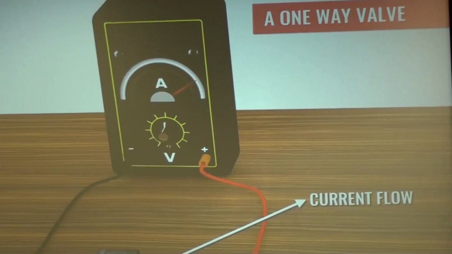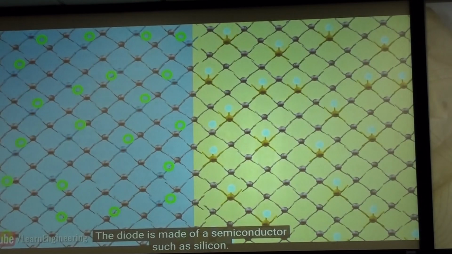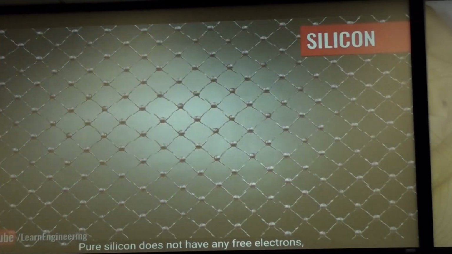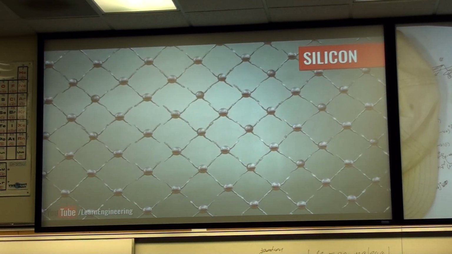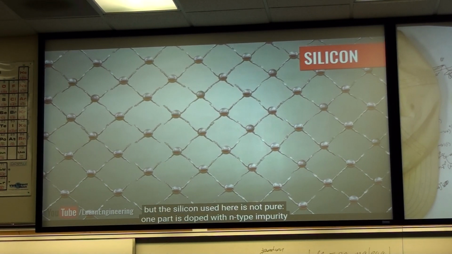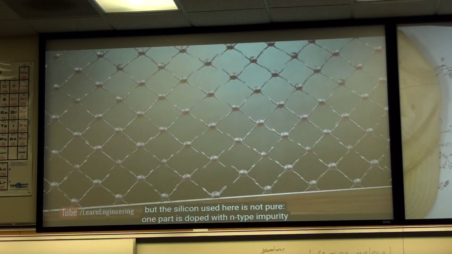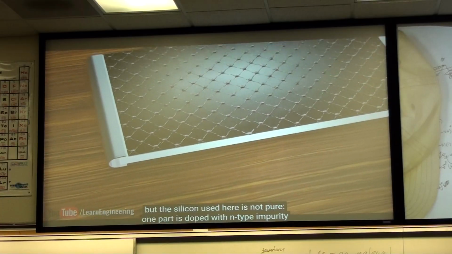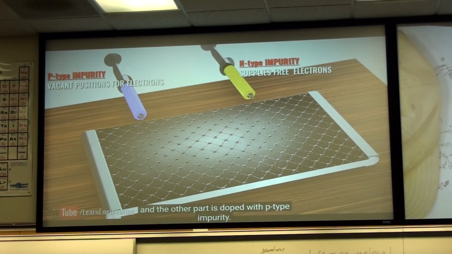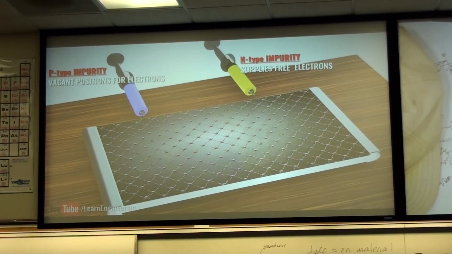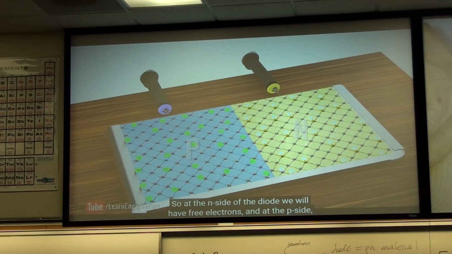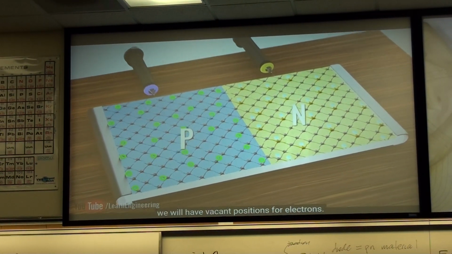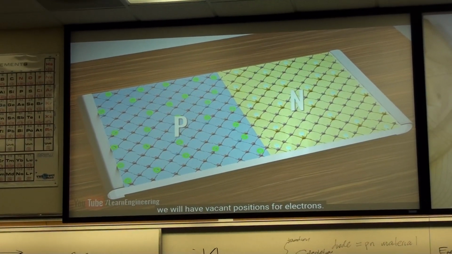Let's take a look at the internal structure of a diode. The diode is made of a semiconductor such as silicon. Pure silicon does not have any free electrons, but the silicon used here is not pure. One part is doped with N-type impurity and the other part is doped with P-type impurity. So at the N side of the diode, we will have free electrons, and at the P side, we will have vacant positions for electrons.